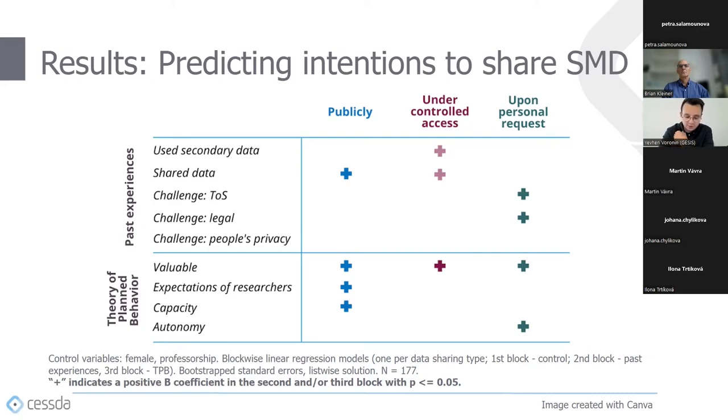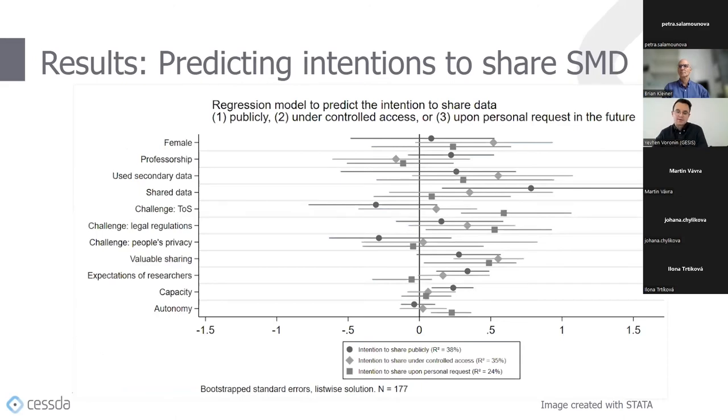Similar to the first and second model, in the third model, perception of sharing as valuable also was a positive predictor. Here you can see the results in a more statistical way with confidence intervals and in a graph, where you can check them after the slides are shared.